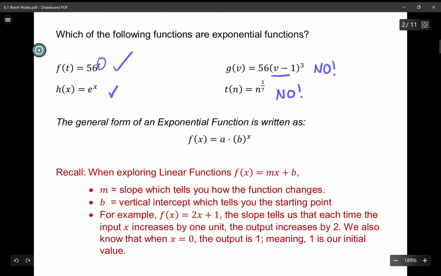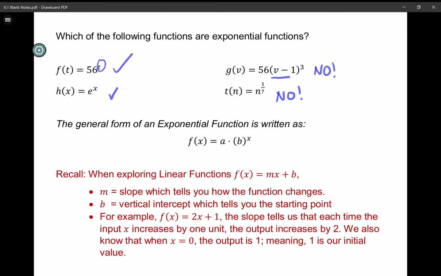All right. The general form of an exponential function is written as f of x equals a times b to the x. Let's just take a moment to remember what we talked about when we did linear functions. Remember, those had a form too. They were mx plus b. And the m told us the slope, which told us how the function changed. And b was the vertical intercept, which sort of told us the starting point, especially when we were dealing with time as the independent variable.